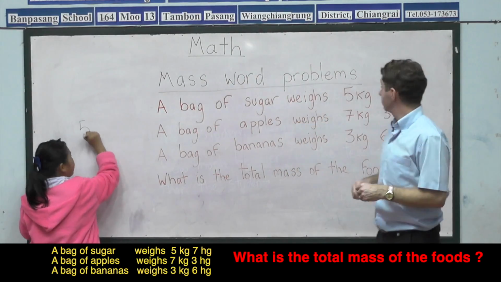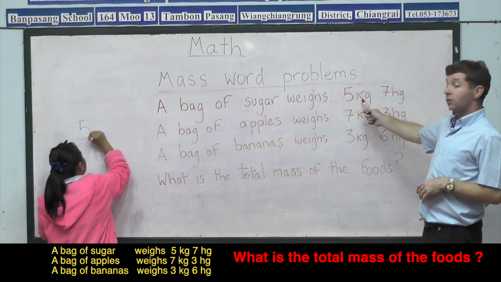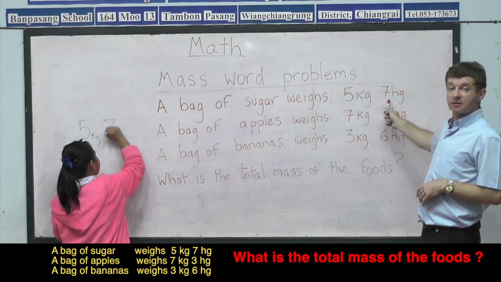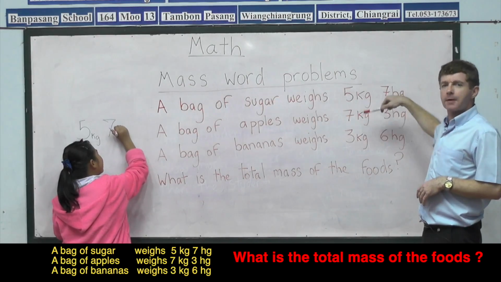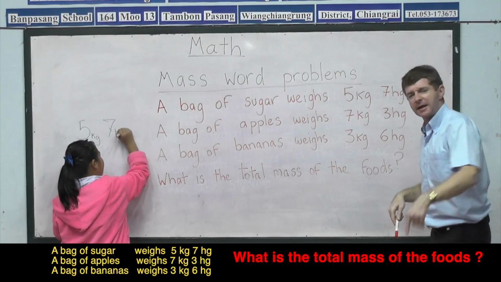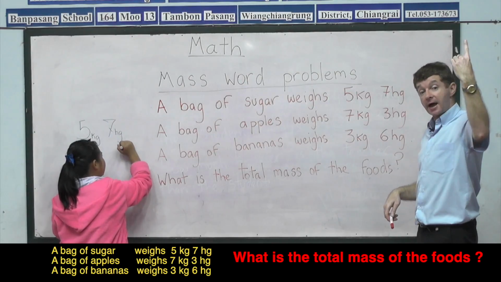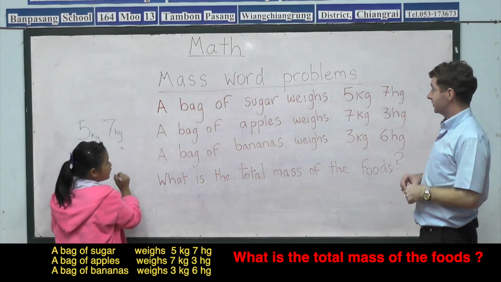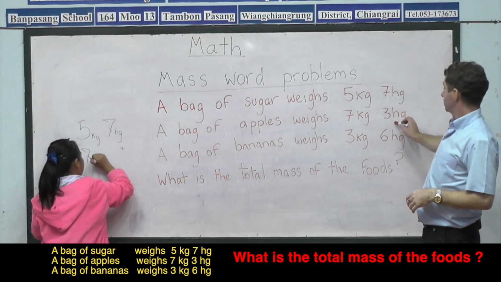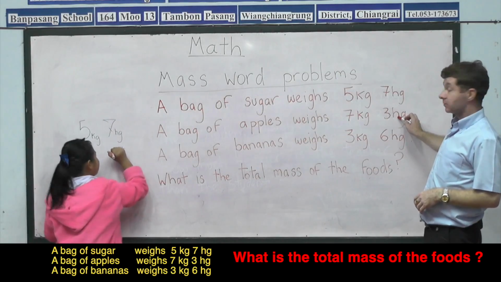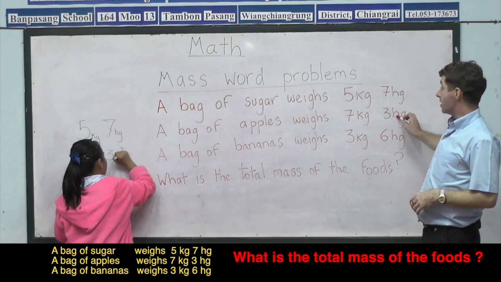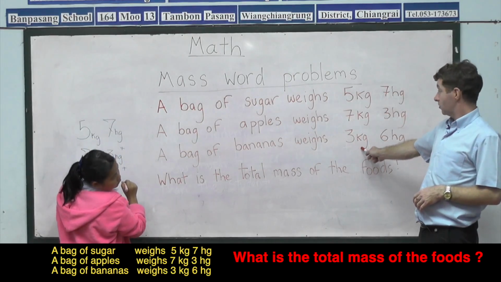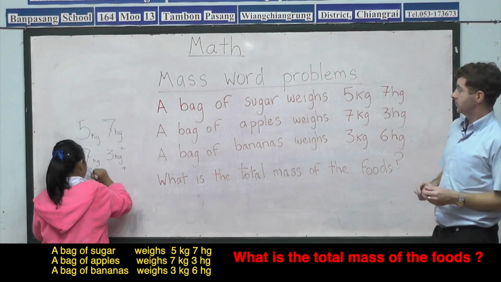So what do we need to do first? 5 kilograms, 7. And what type of problem is this? Are we taking away like the last? No. We're adding. Addition. Excellent. 7 kilograms, 3 hectograms. And then we also need to add 3 kilograms, 6 hectograms.